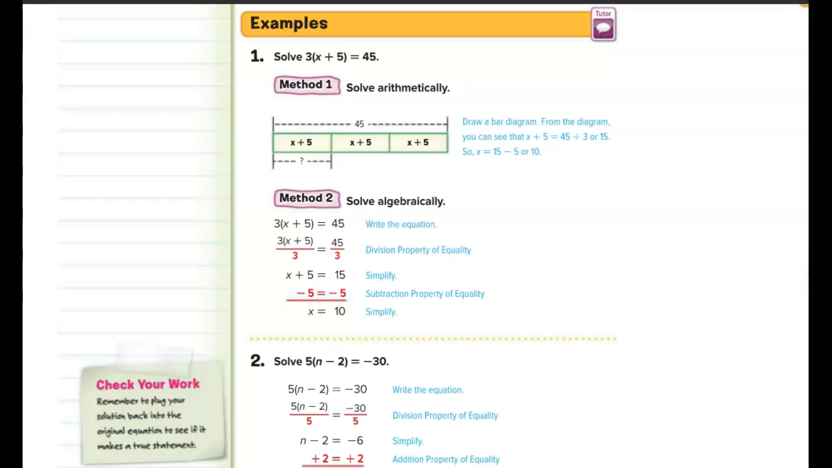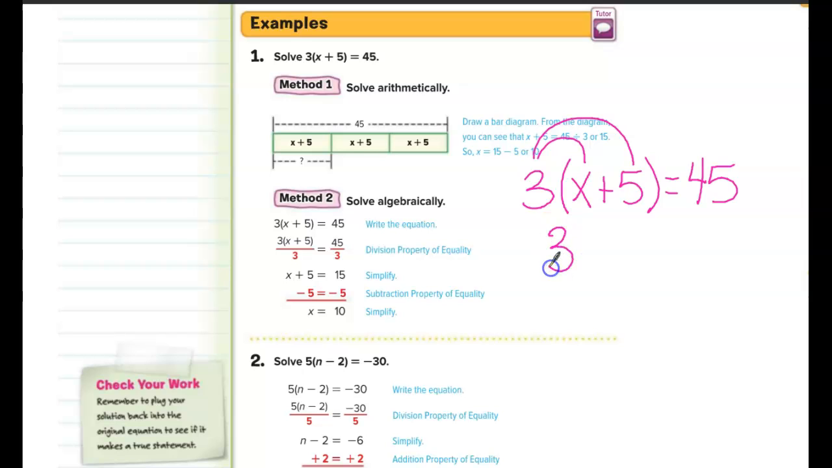So first of all, we're going to start with this problem, 3 parentheses, x plus 5 equals 45. Now, the first way that we can solve it is we can use our distributive property. Okay, so that 3 is outside the parentheses, so if I distribute it, I have to distribute it to everything inside the parentheses. And remember, we always use multiplication because we're handing it out. So 3 times x would give me 3x, and then 3 times 5 would give me a positive 15.